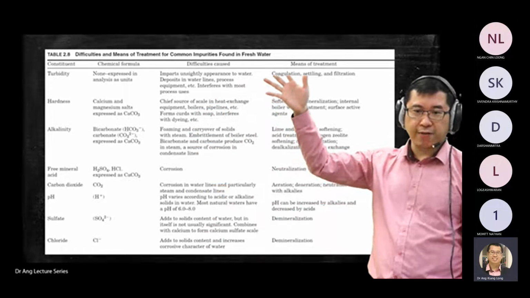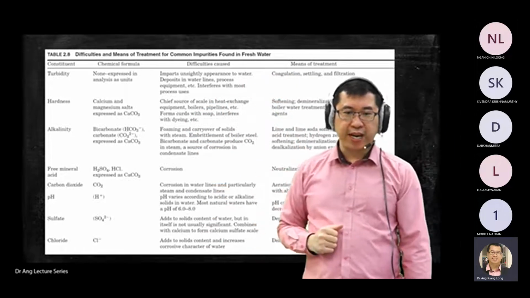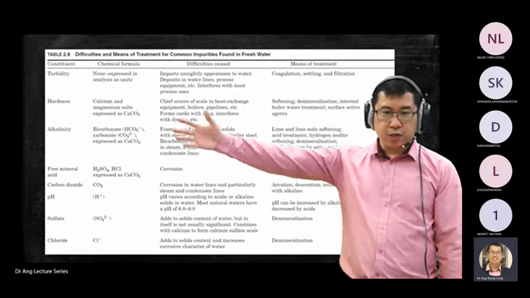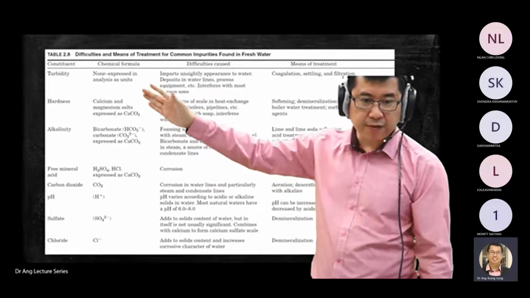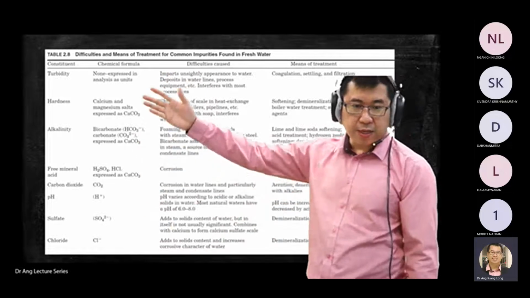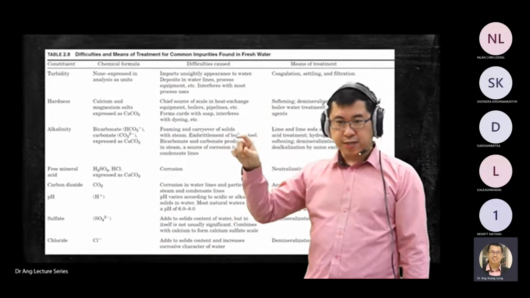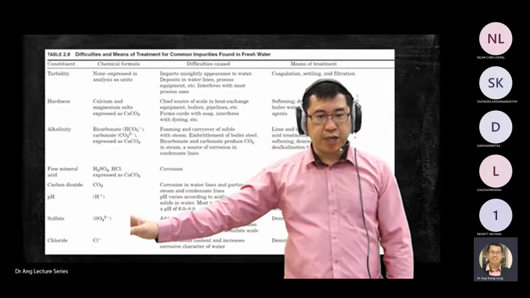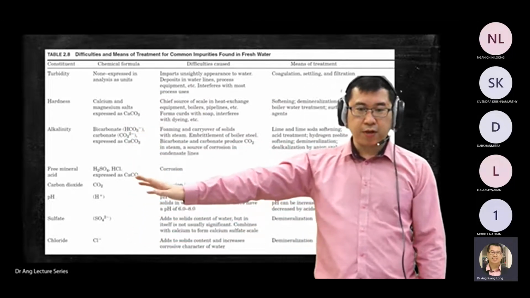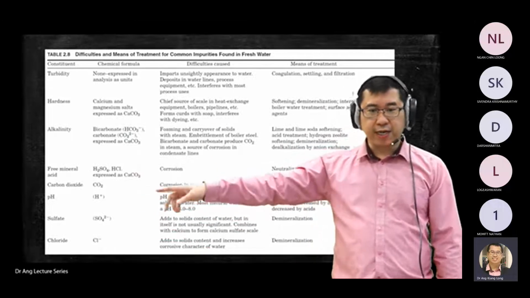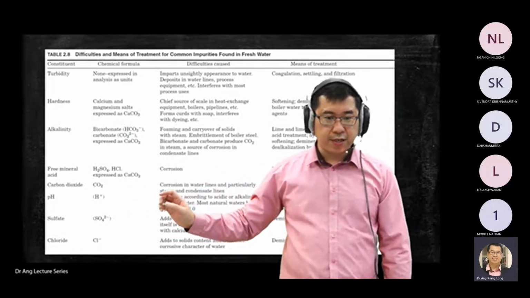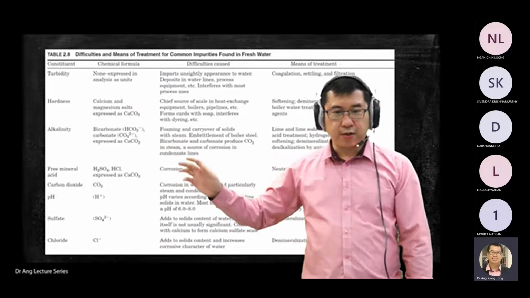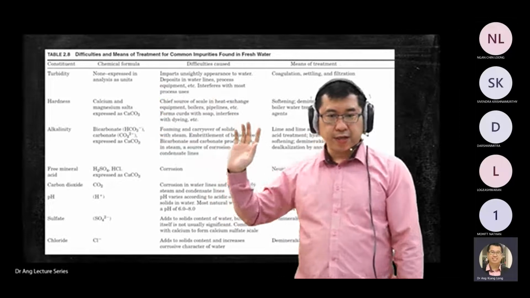I put all this in the tutorial handouts already, so you can read during your revision time. Okay, so on the left hand side, you have the constituent, meaning the area of your test. For example, hardness test, alkalinity test, pH test. pH I think is more relevant to you, right? You can relate very fast. pH test, sulfate, chloride, alkalinity, hardness. Later we will look at hardness.